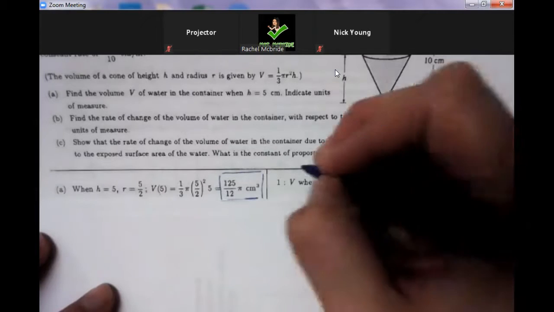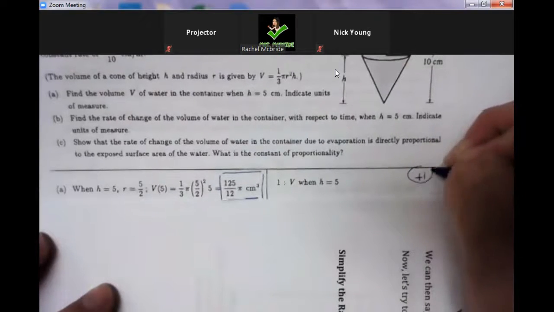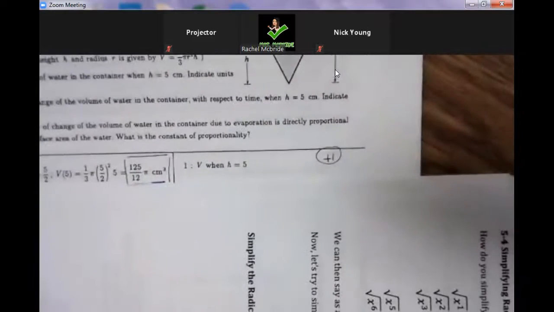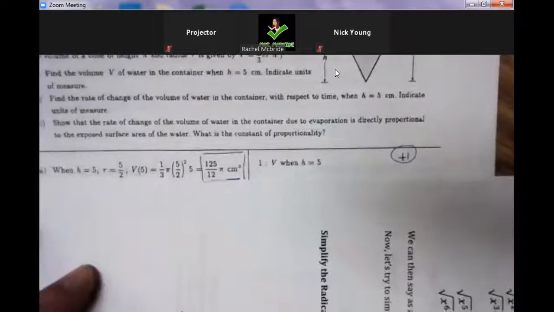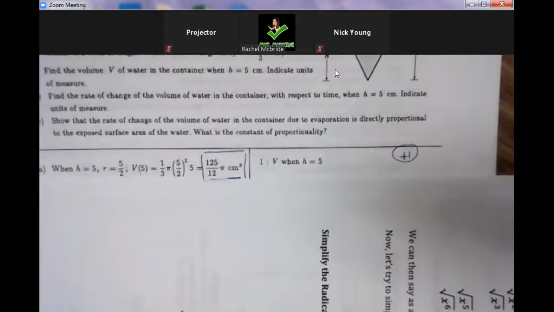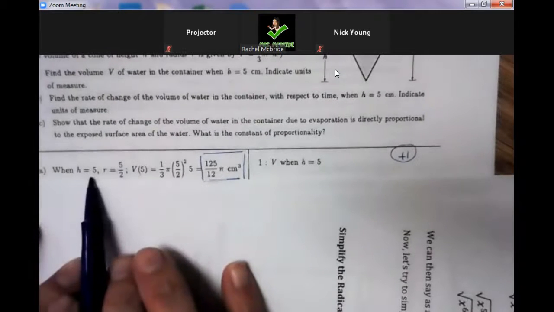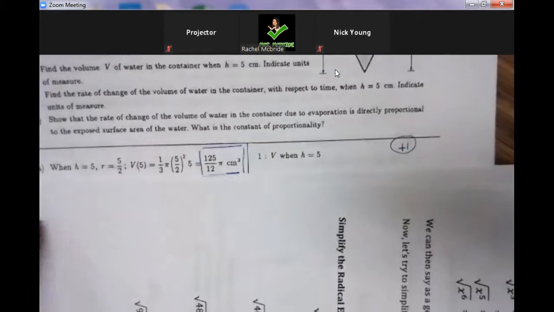So I would just write +1 on your paper, a little +1 next to it. So you can add up all your pluses at the end. If you made an error, where did you make your mistake? Is it something you can correct? Did you mess up the relationship between height and radius?